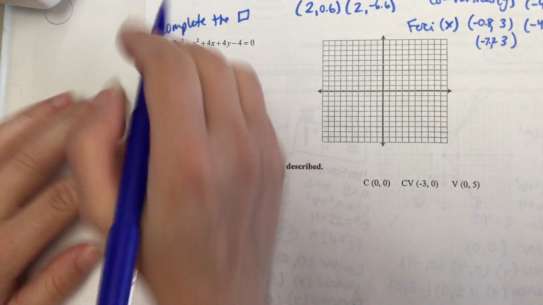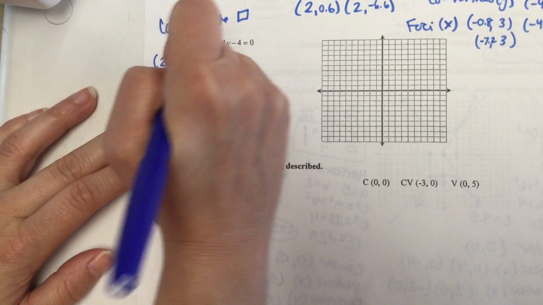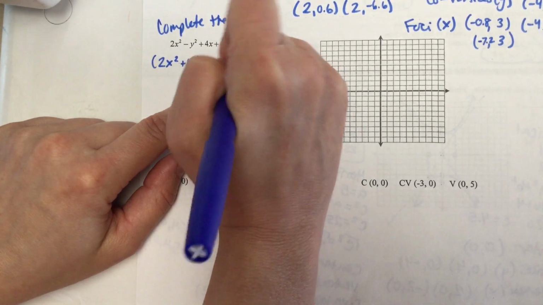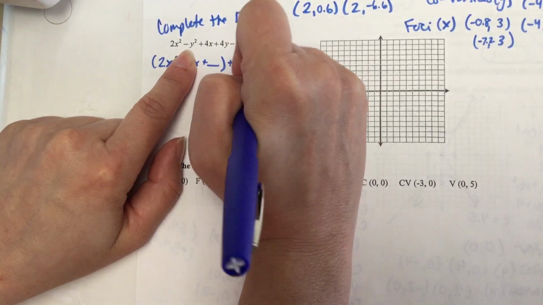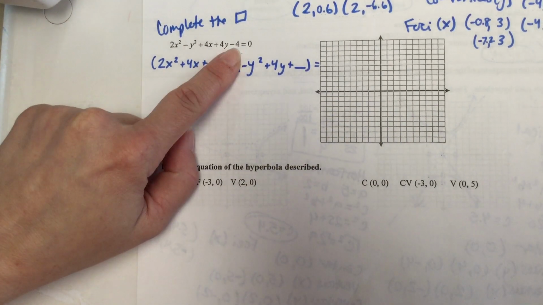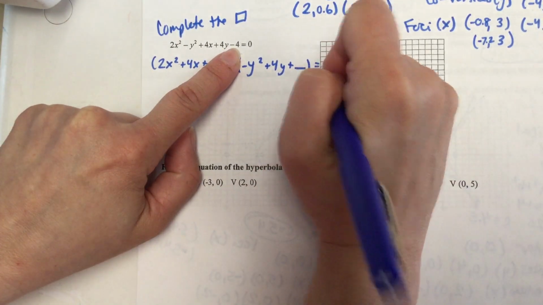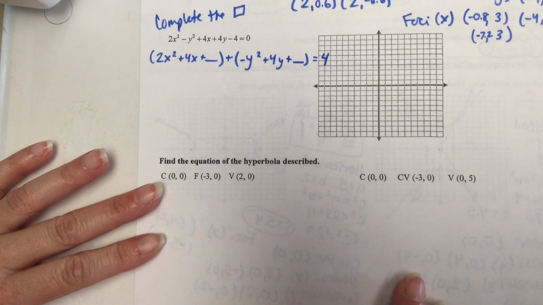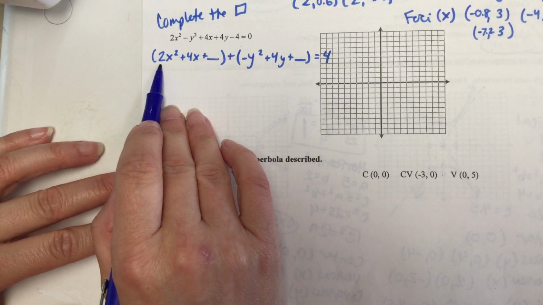I want to group the x's together. 2x squared plus 4x plus, we have to find the magic number. Plus, now you group the y values. -y squared plus 4y plus, we don't know yet. This -4 does not have a variable, that's why I had to move it to the other side. You cannot complete the square unless your leading coefficient is a 1.